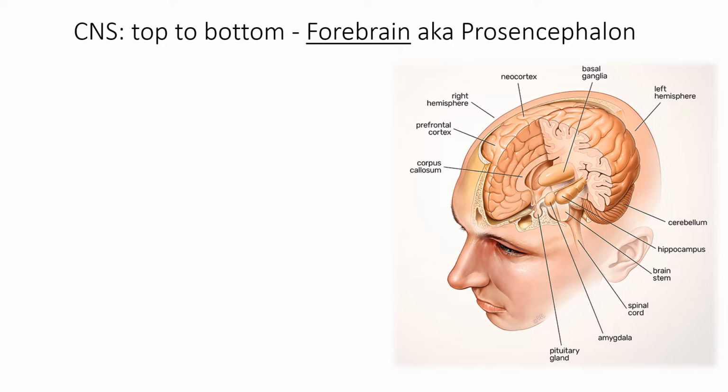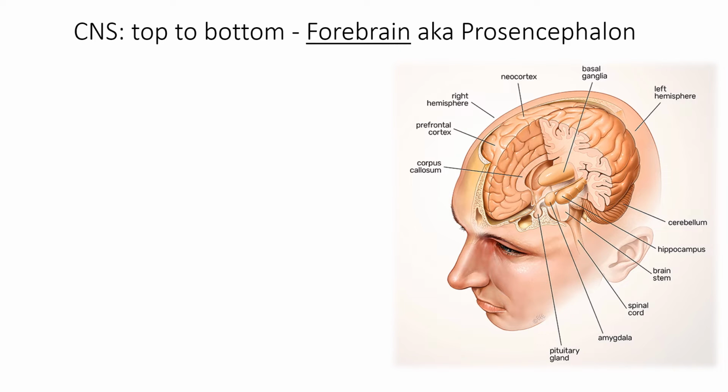All right, beginning at the top and moving our way down to the bottom, we will begin with the forebrain, also known as the prosencephalon. There are essentially 3 parts of the brain that I will be discussing: the prosencephalon, mesencephalon, and the rhombencephalon.